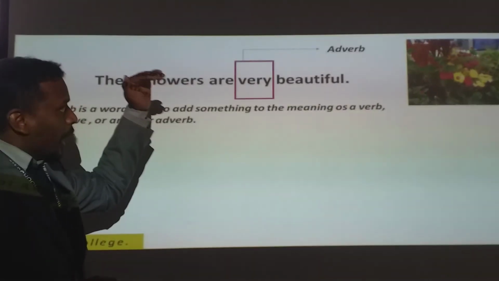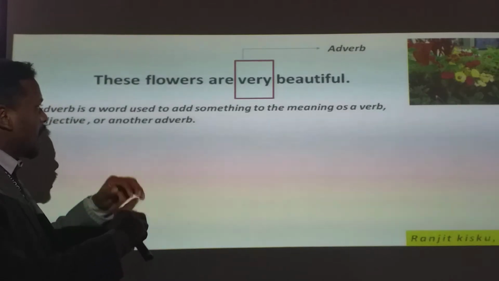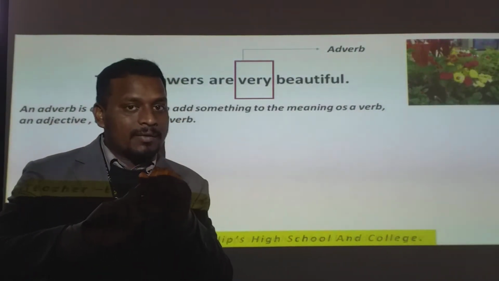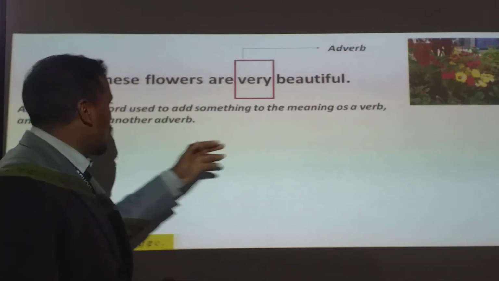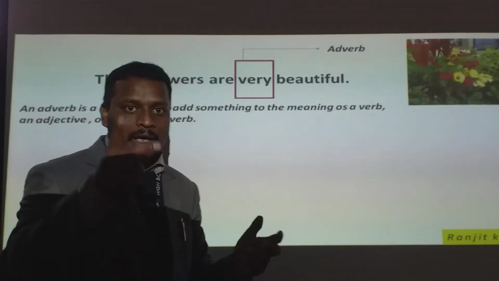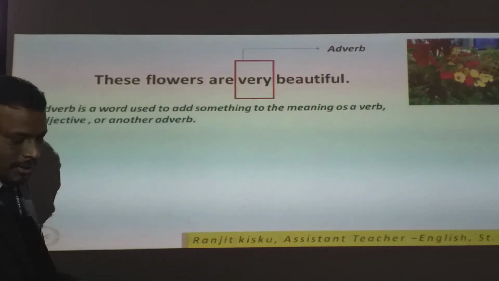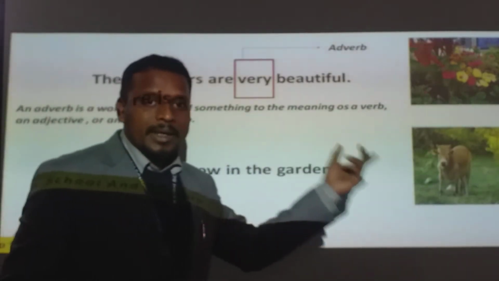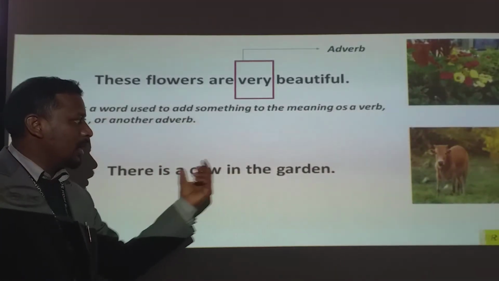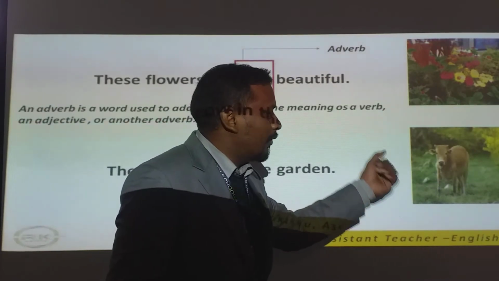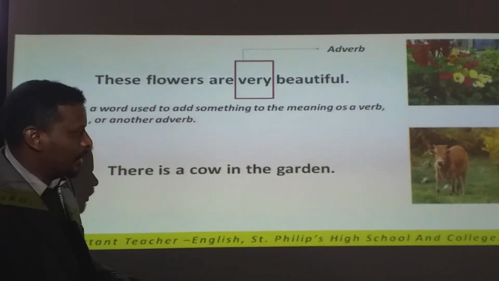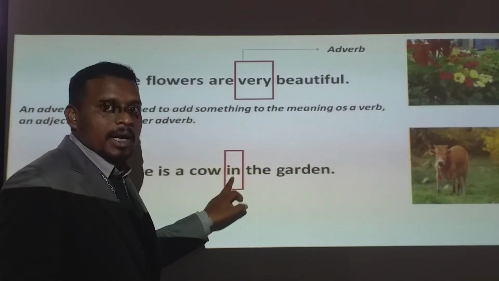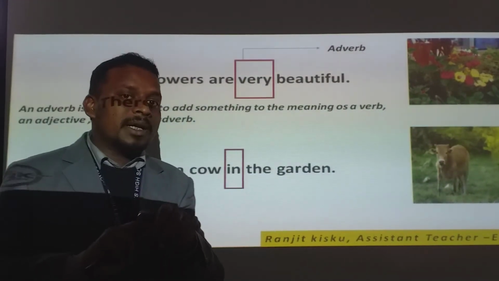Okay, so adverbs are such words that are used to add something to the meaning of a verb, an adjective or another adverb. Okay, remember it. Then let's see the next example. There is a cow in the garden. As you can see, there is a cow in the garden, and you can see a picture on the left side. Here, the highlighted word is in, and this word has a name.